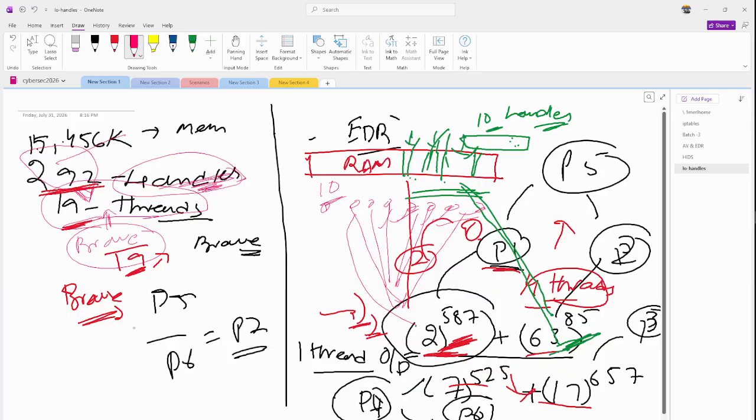So 15 MB it is using. This is using 15 megabytes, Brave processor, my web browser. So 15 MB is scattered across 292 locations in my RAM here. So this you understood? At least this you understood?